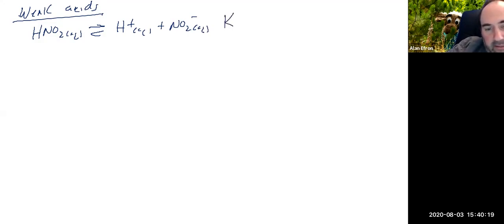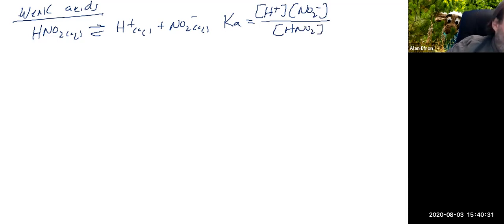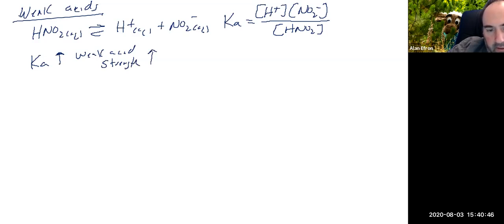And this is what gives us our Ka expression, which, just like every other K value or expression, is our products divided by our reactants. And when we talk about Ka values, as the Ka value increases, so does the strength of the weak acid. The weak acid strength also increases because of that.